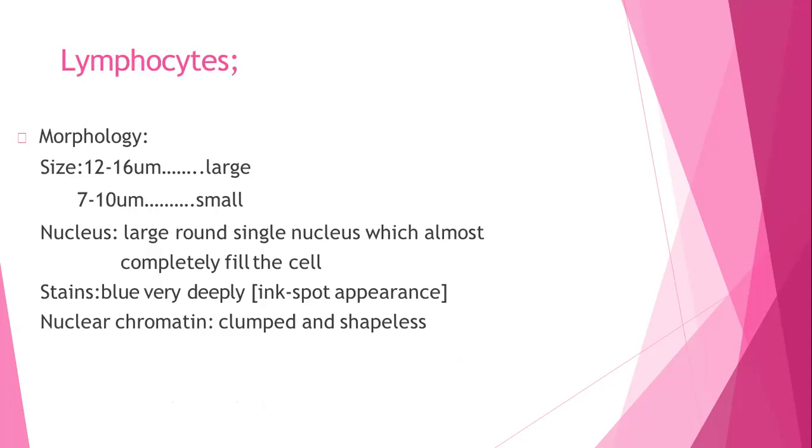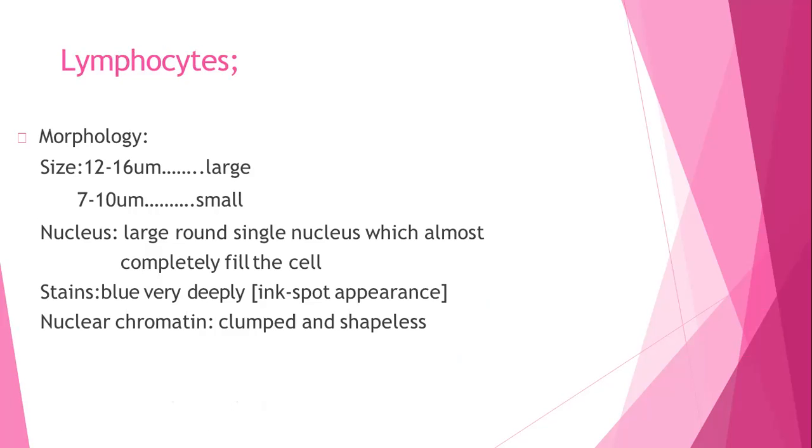Then coming to the next, that is agranulocyte, the lymphocyte. There will be 2 types. Large, which will be having 12 to 16 micrometer size, whereas small is somewhat similar to RBCs, because the RBC is having 7.2 micrometer size around that. So the small lymphocyte will be somewhat similar to that.